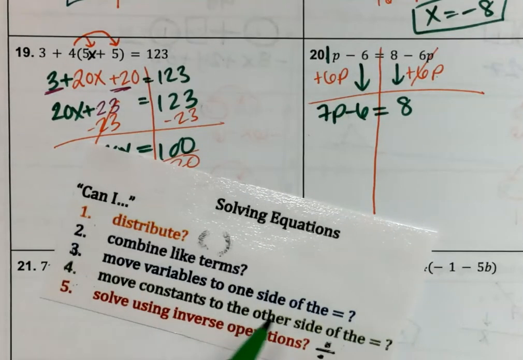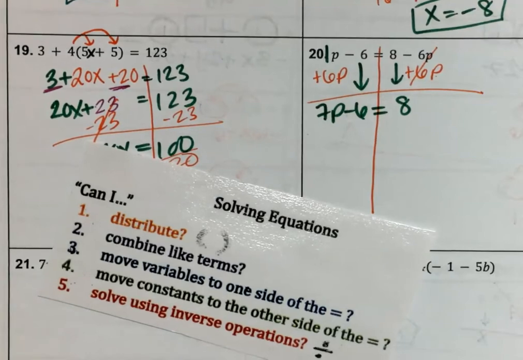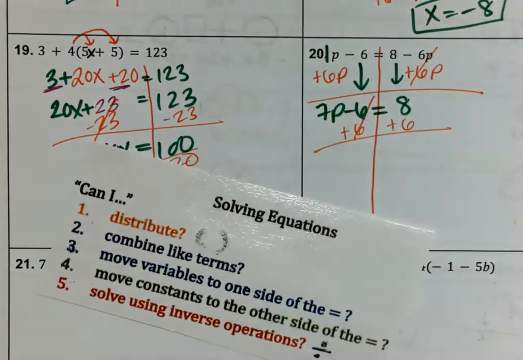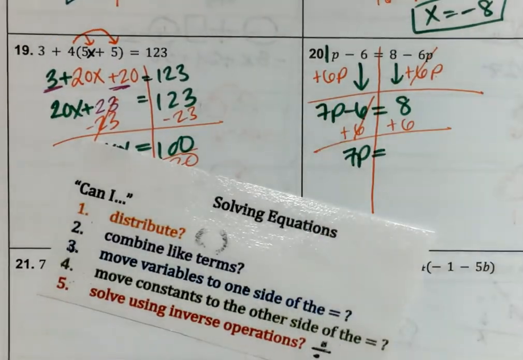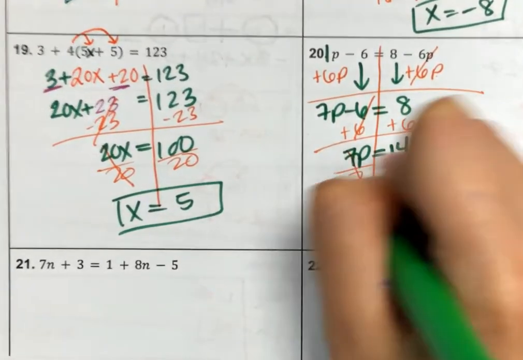Step 4, move constants to the other side of the equal sign. So I need to get rid of this minus 6. Well, the opposite of minus 6 is plus 6. So I will add 6 to both sides. You get 7p equals 8 plus 6, which is 14. Last step, solve using inverse operations. So 7p is 7 times p. The opposite of times is divide. So you get p equals 2.